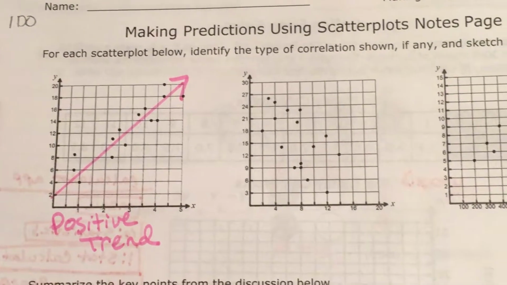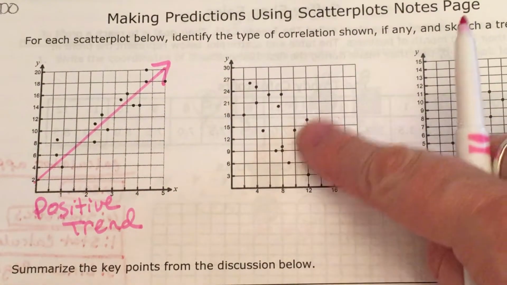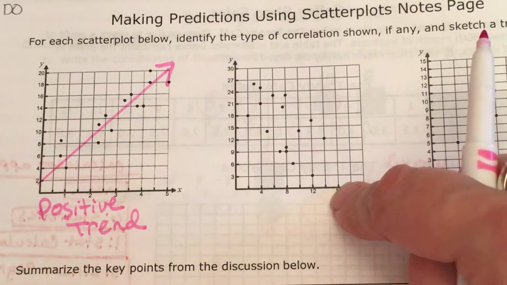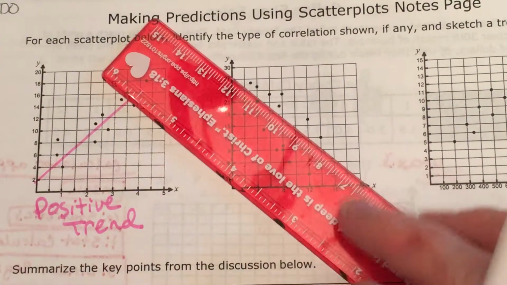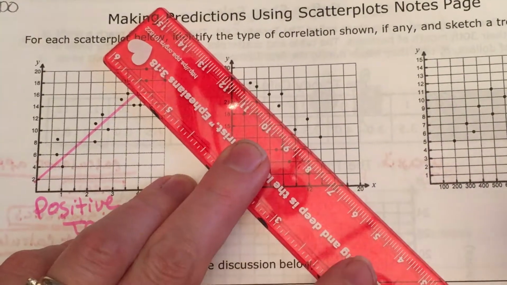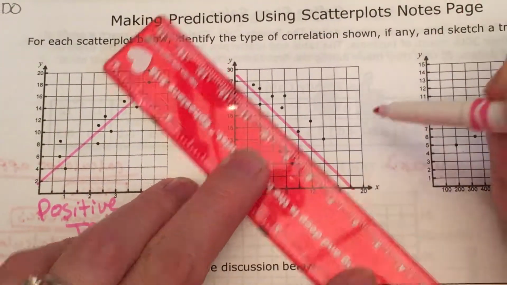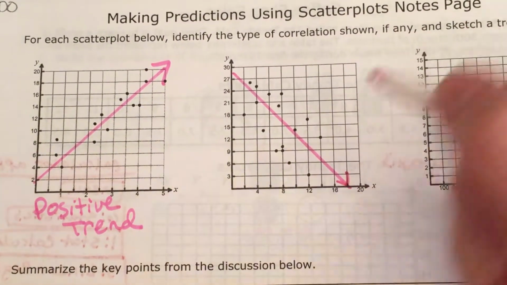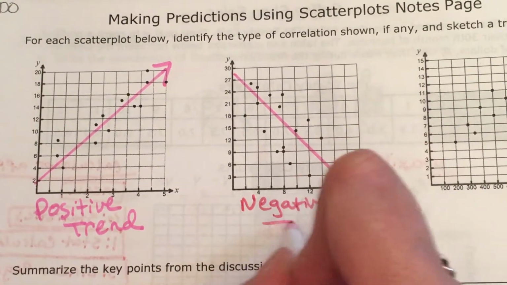All right. The second one right next to it, these points, again while scattered, are headed more or less downward as we move to the right across your graph. They are heading in a negative direction. So again, we'll use our straight edge to draw a trend line. Yours will be a little different from mine, but this is a negative trend.